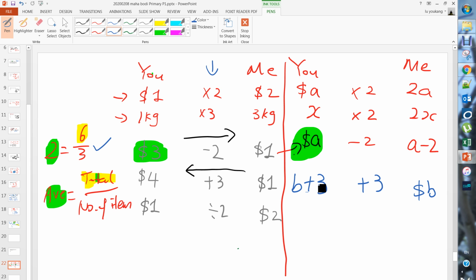So for an algebra question, what do you do first? You give yourself a number example first, then you match and learn what the approach is. Then you apply the approach to algebra. Similarly, if you don't know whether you take average times number of items or average divided by number of items, you just look at this. You will know, right?